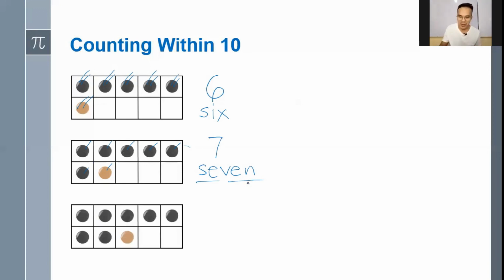Next number. We have number, what number? Let's see if your answer is correct. Let's count. 1, 2, 3, 4, 5, 6, 7, and 8. Our next number is 8. And how do you write number 8? This is how you're going to write number 8 properly.